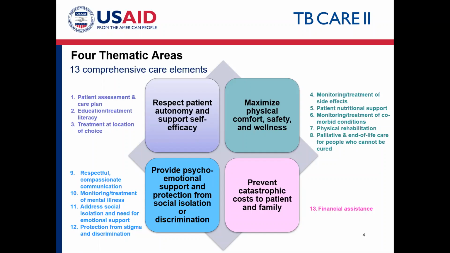And then finally, under catastrophic costs, it's financial assistance, and that could be direct financial assistance like cash transfers to patients, or it could be indirect financial support like providing food baskets or vouchers or transportation to patients and their families.